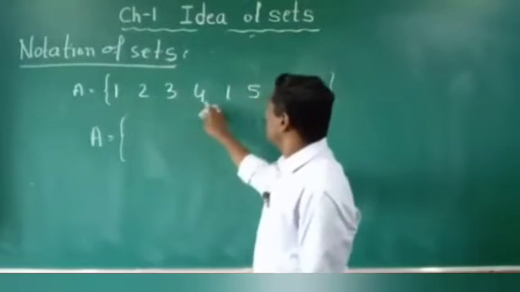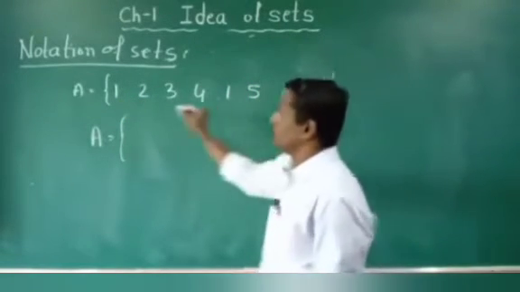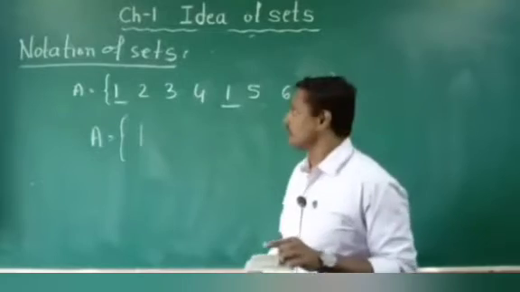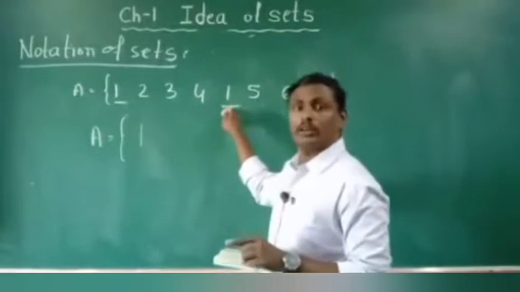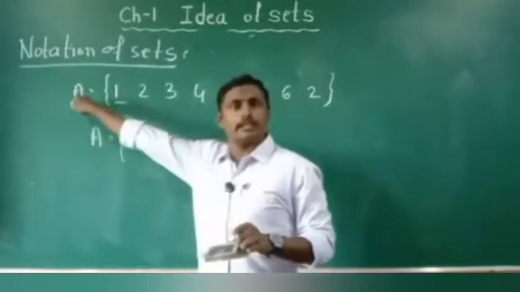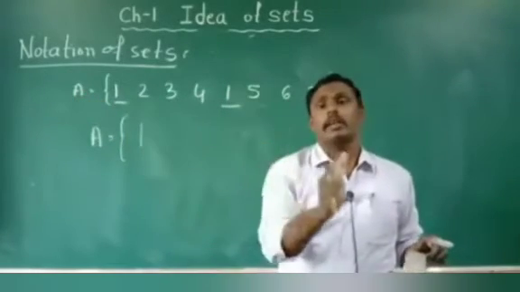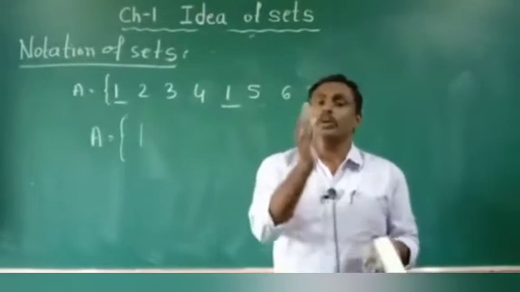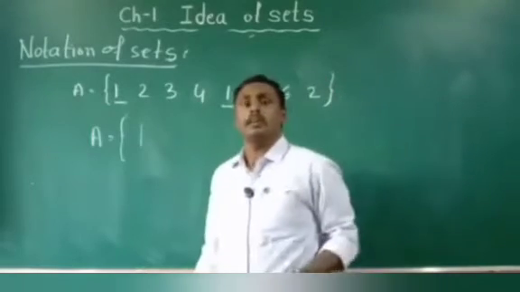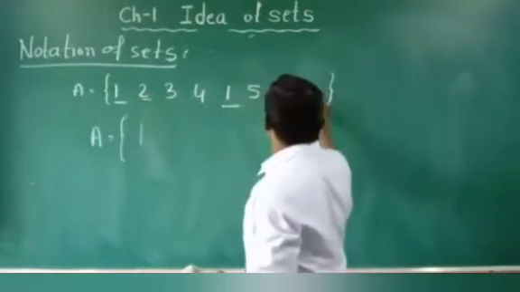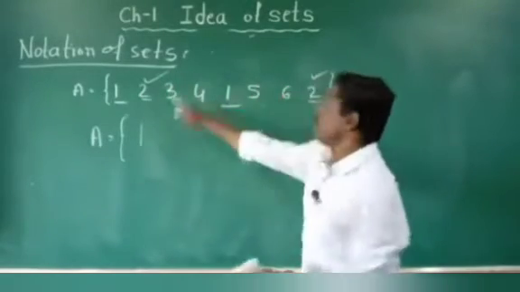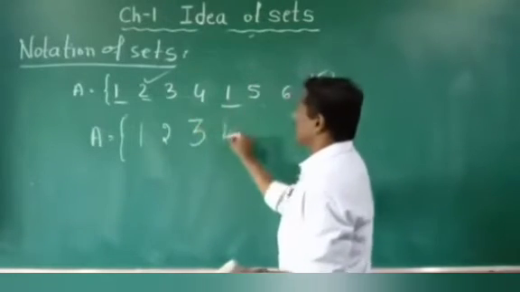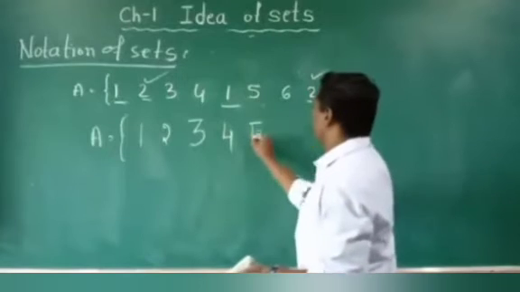1, 2, 3, 4, 1, 5, 6, 2. Here 1 and 1 repeat 2 times, which means I will consider that one time only, because 1 is an element belonging to set A. Whenever the same elements existing in the same group repeat, we consider them once only. This is the first rule. Again, 2 is repeated 2 times here. 2 and 2, I will take one time only. Next one, 3, one time only. 4, non-repeated number. 5, non-repeated number.